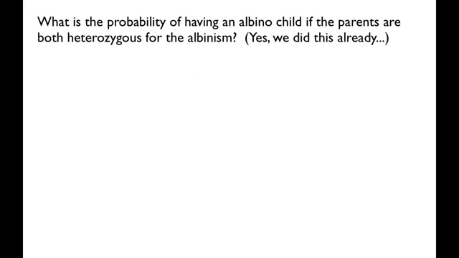So let's put this into genetics here. What's the probability of having an albino child if both parents are heterozygous? Yes, we did this already, but now we're going to do it without the Punnett square. So now we're going to look at both parents being heterozygous. And what is the probability of producing an offspring that's homozygous recessive?